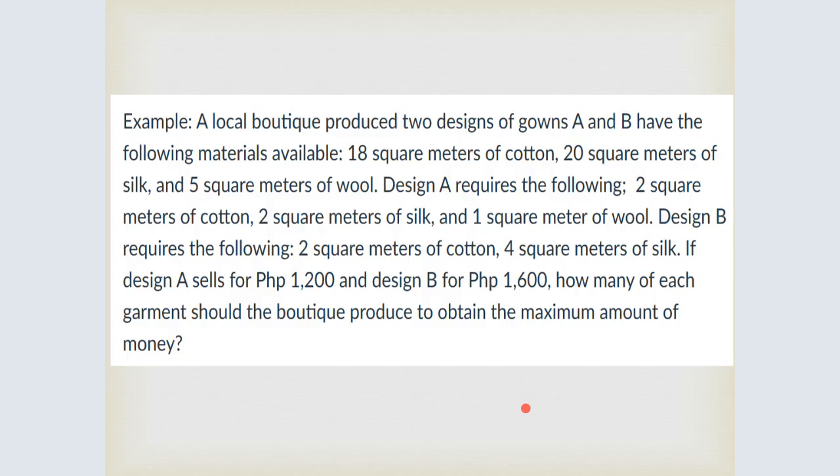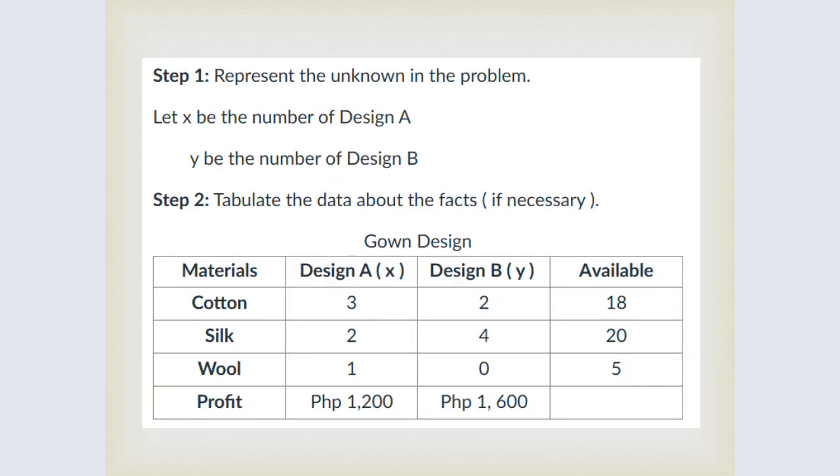Okay, so just have a correction here. So this design A is for 3 square meters of cotton and 2 square meters of silk. Okay, so first step is we have to represent the unknown in the problem. So let X be the number of design A. So how many design A we're going to produce? And let Y be the number of design B.